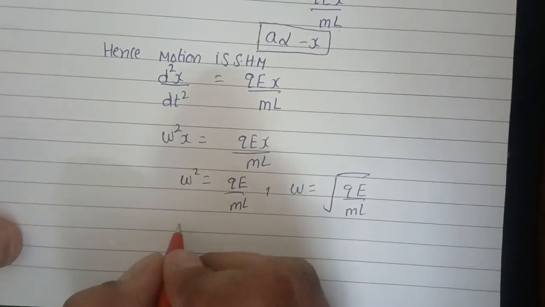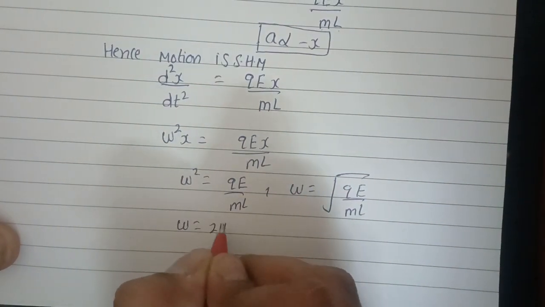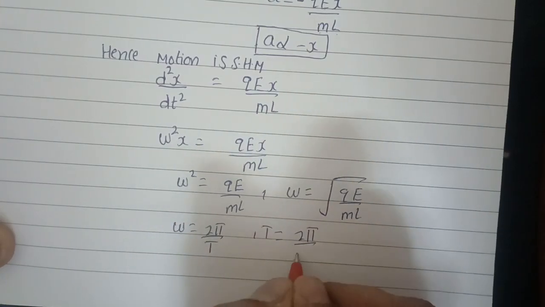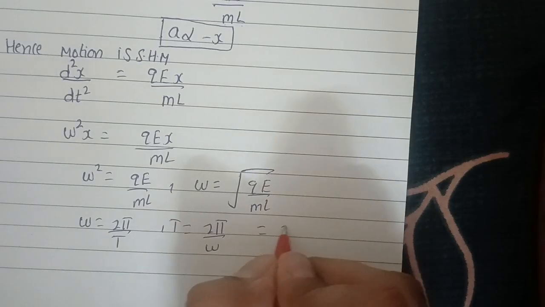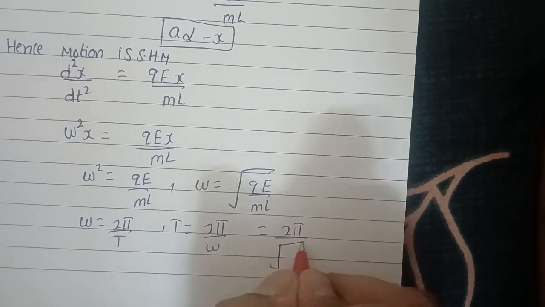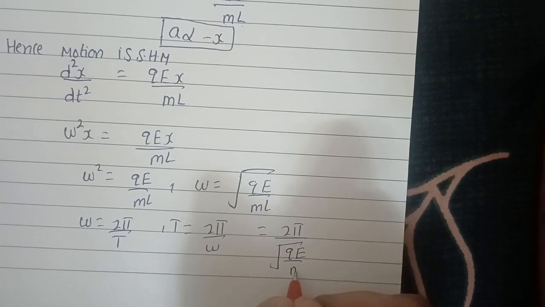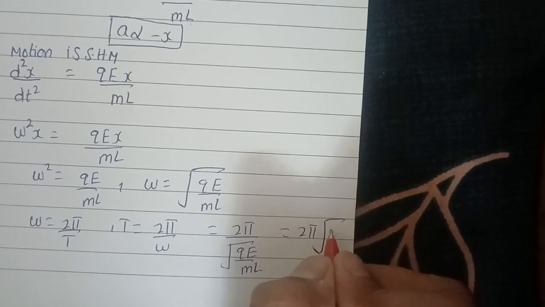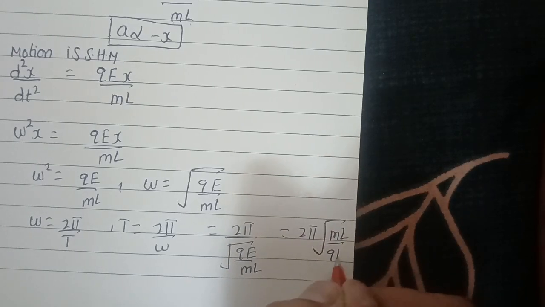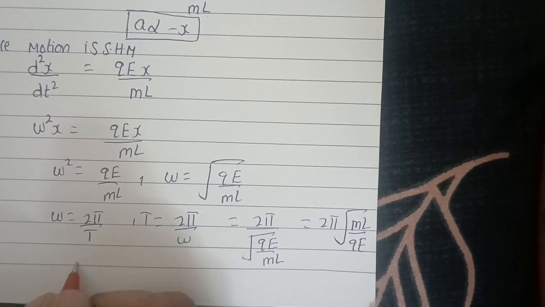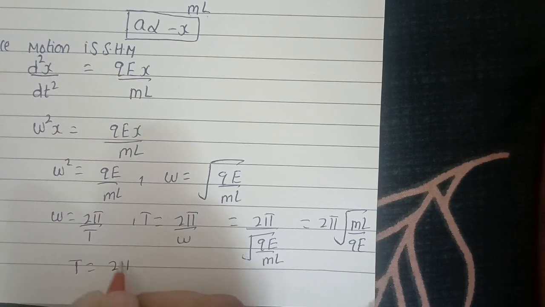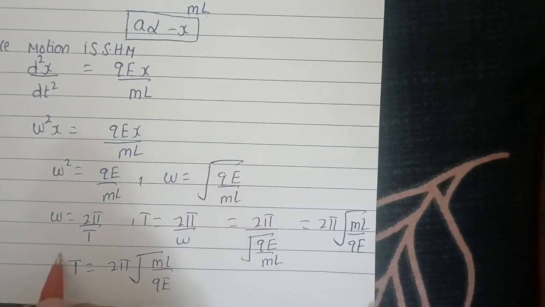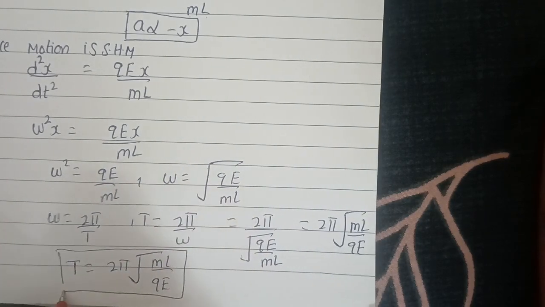omega is equal to 2 pi by T. That means T is equal to 2 pi by omega. That means 2 pi by under root QE by mL, which becomes 2 pi under root of mL over QE. That means T is equal to 2 pi under root of mL over QE, which is our required equation for the time period.